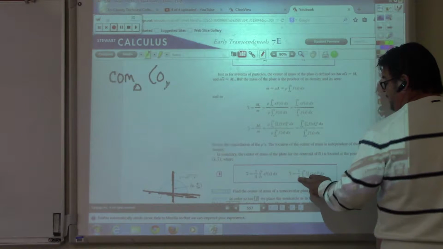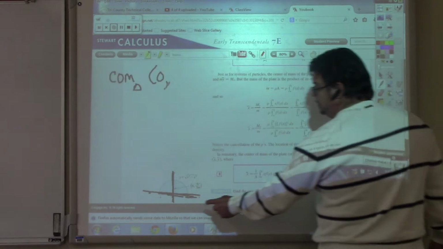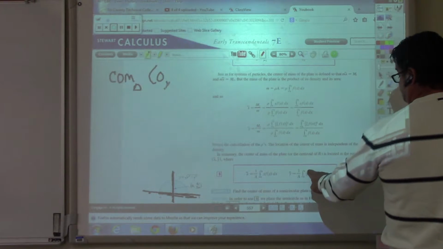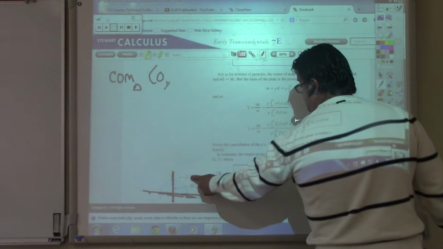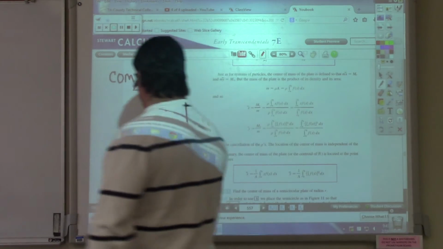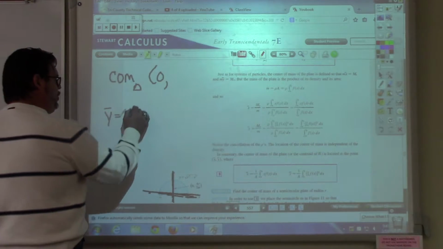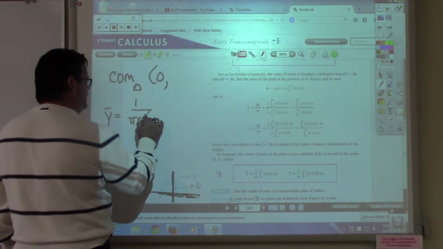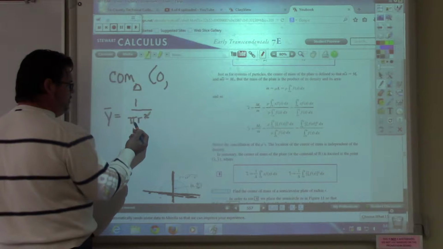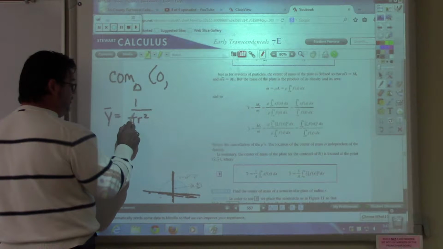So that's going to be 1 over pi r squared from negative r to r of 1/2 this squared. So plug and chug. Y bar is equal to 1 over pi r squared. Help me out. Is that pi r squared? Area of the circle is pi r squared, or would it be 1/2? It'd be 1/2, wouldn't it? You could put the 1/2 in there, or you can divide it by 2. It doesn't matter.